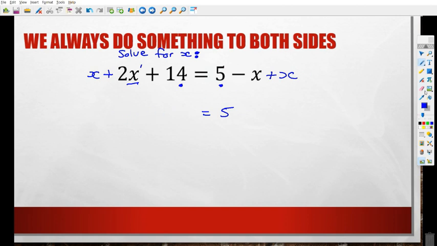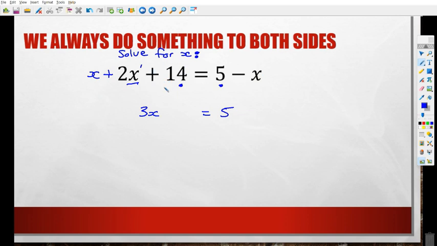So now that we understand why the sign changes when we take it across, we don't have to write plus x on both sides, because now we know what we're doing. So if I add an x here, and I add x there, the x's are going to cancel here, and I'm going to have 3x, and I still have a positive 14 here.